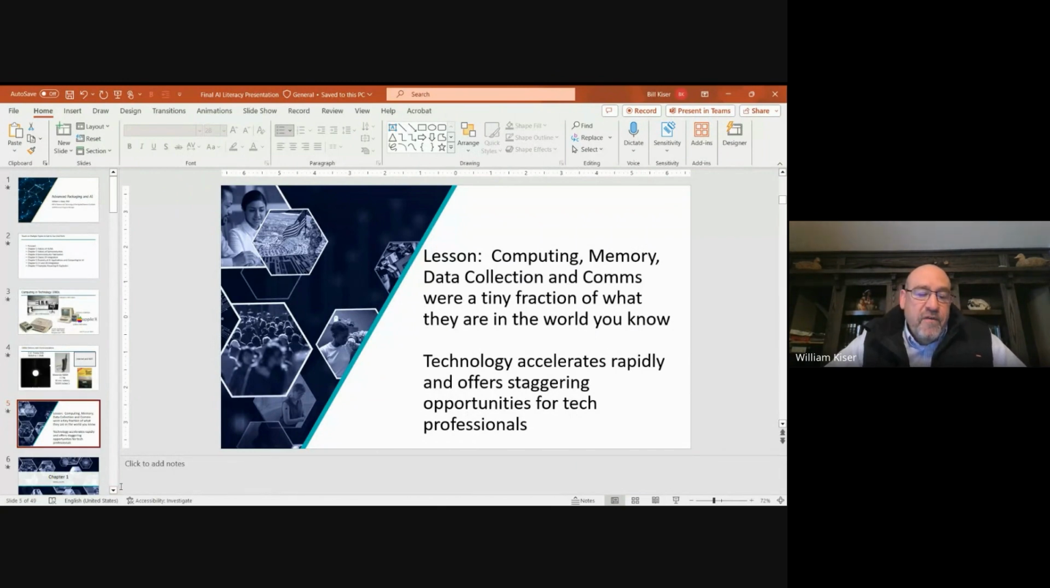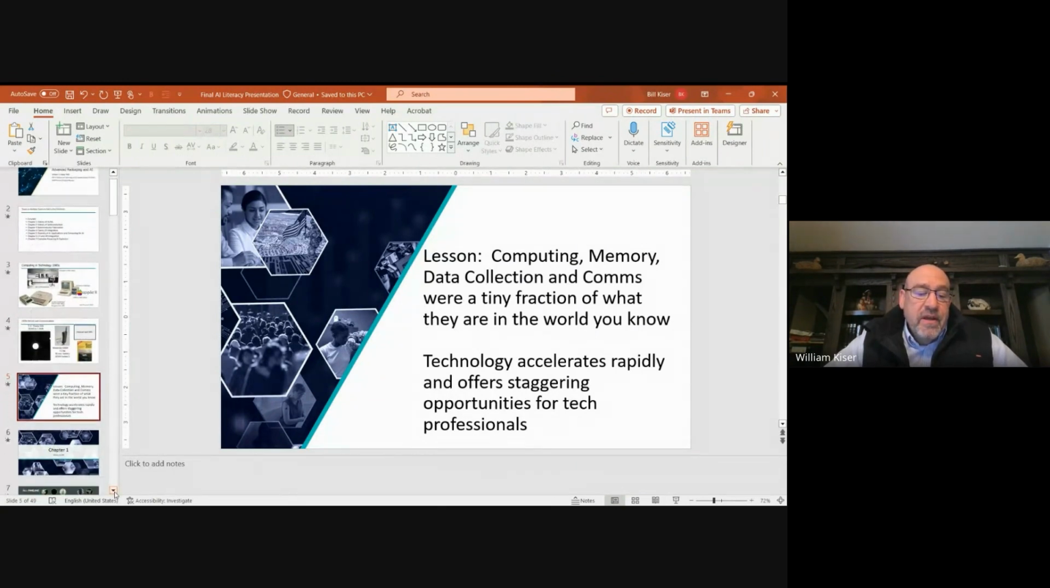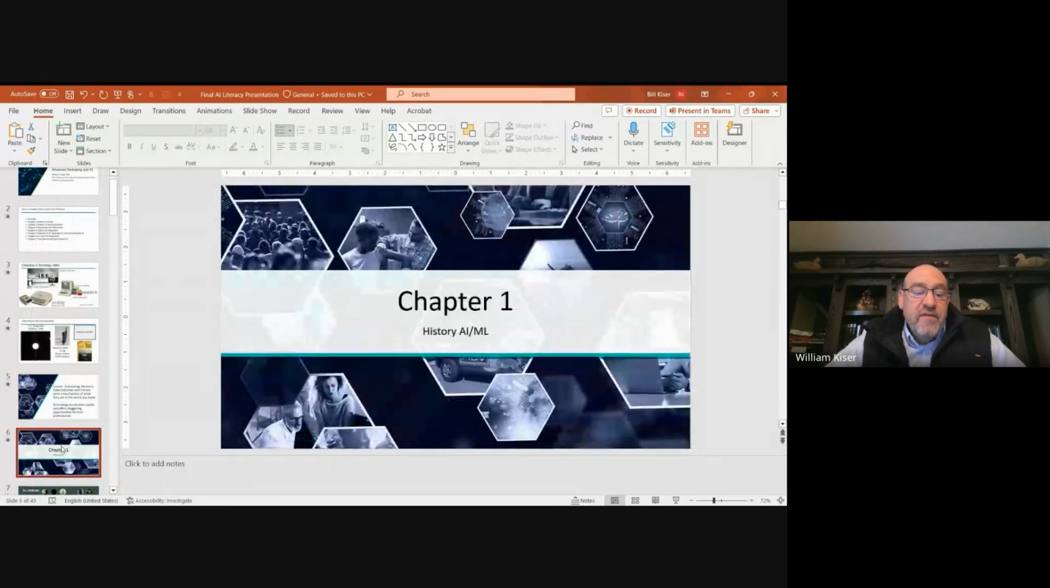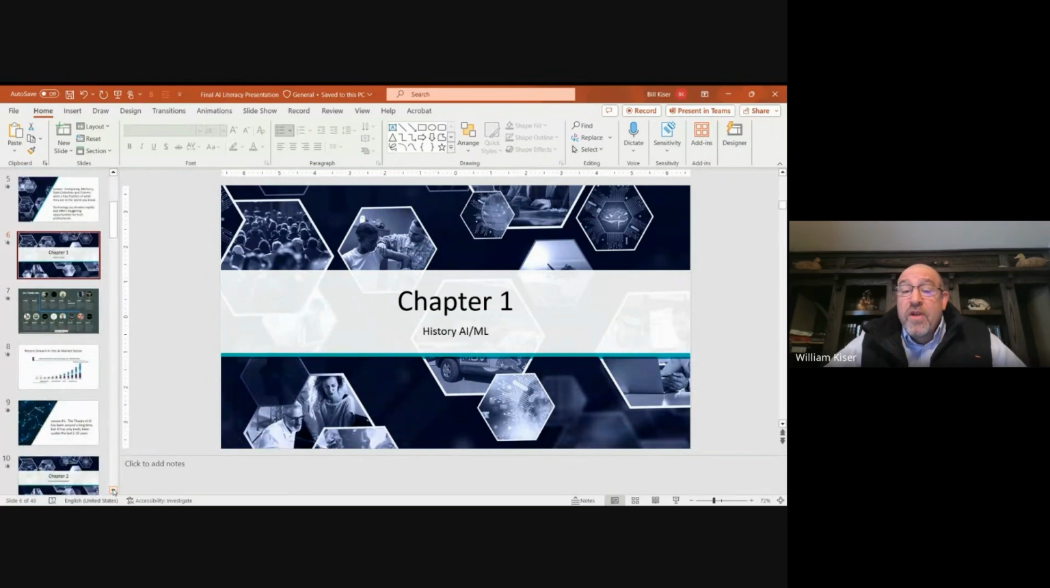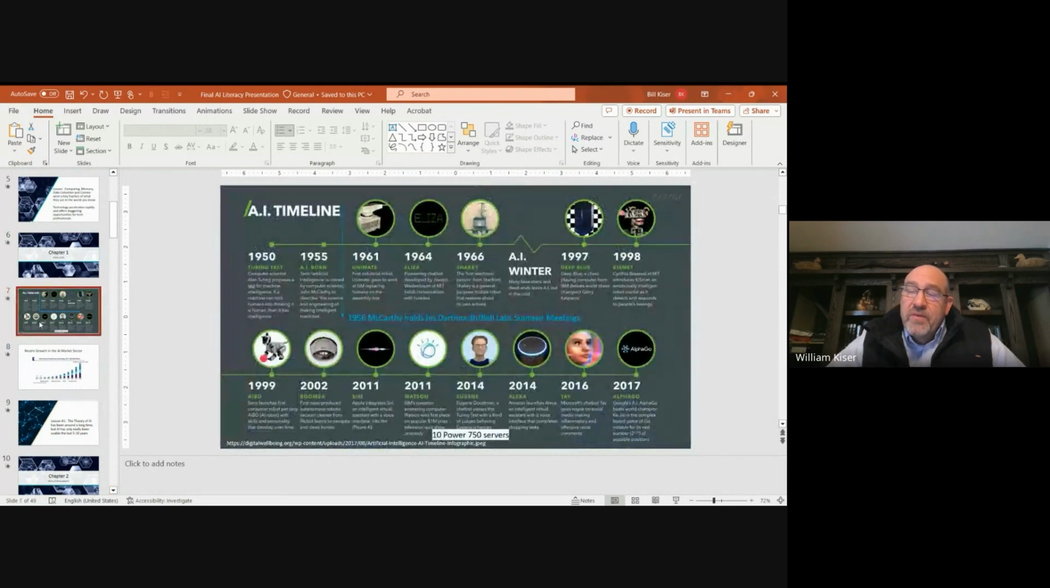So let's move on to our first real chapter of the book. Chapter 1, the history of AI/ML. I'm sure a lot of you know a lot about AI/ML. Perhaps a lot of you know more than I do at this point. But there's some things that I want you to be aware of because they're really important to understand why all of a sudden AI/ML has come about in the last 5 years.